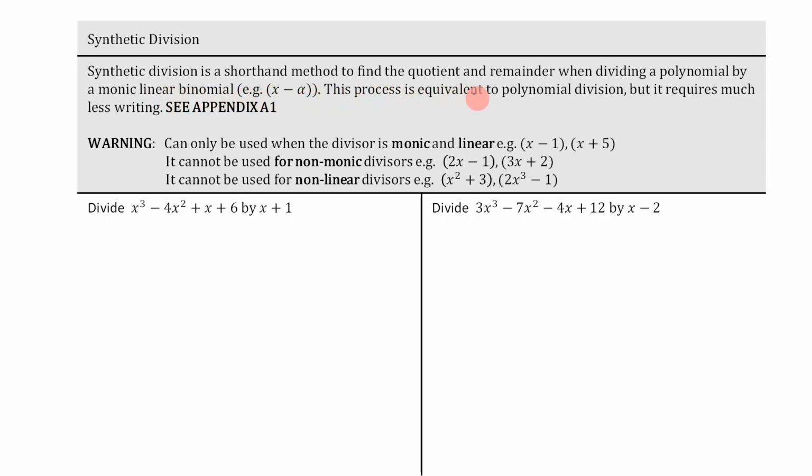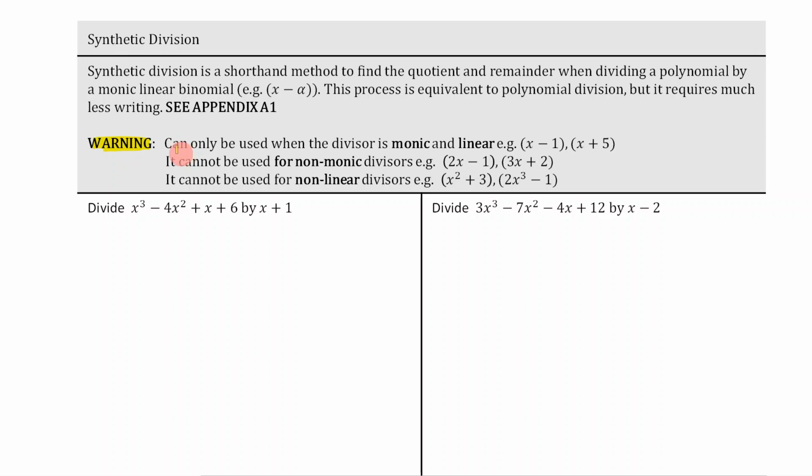This process is equivalent to polynomial division, but requires much less writing. And if you want more information, you can see Appendix A1 in your textbook. So before we go into it, let's talk about some warnings. I'm trying to make this look as scary as possible, but there are some warnings. You cannot always use this.